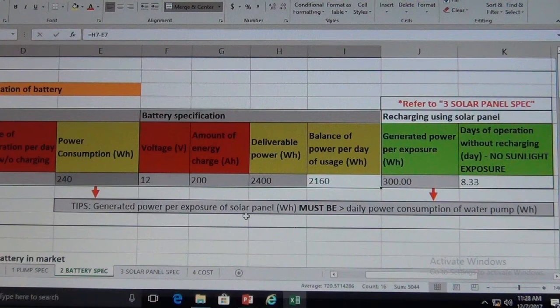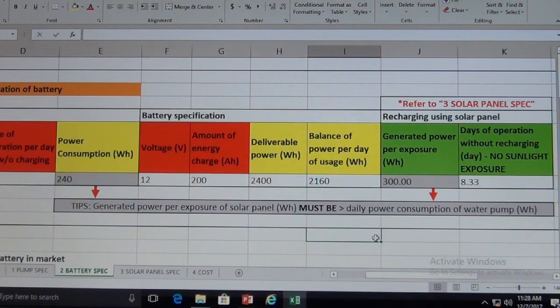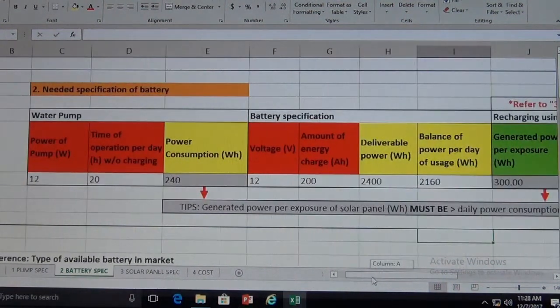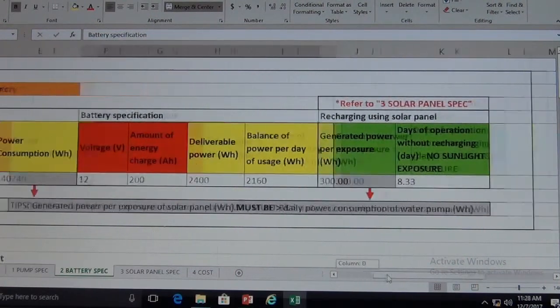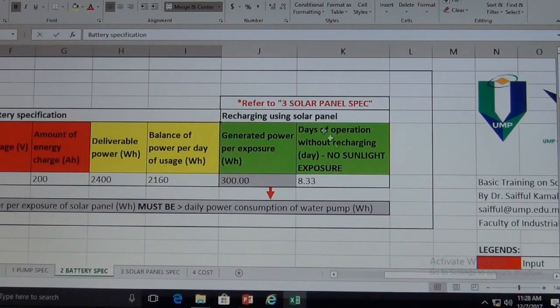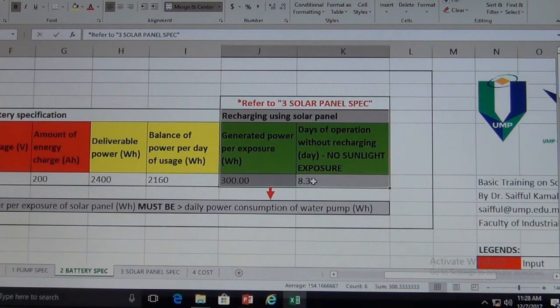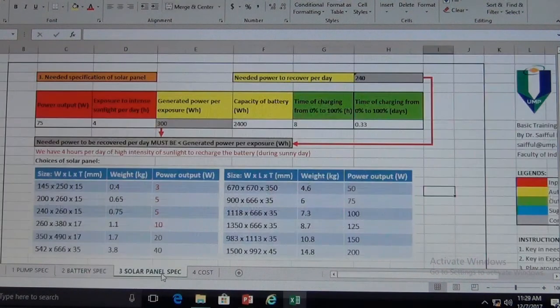So this is the tip: generated power per exposure of the solar panel in watt hour must be bigger than the daily power consumption. Oh sorry, we haven't come to that part yet. Okay, now after we have finished calculating the water pump and battery specification, we need to look at the recharging, the solar panel. To study this, we need to click the solar panel specification tab over here. Click it.